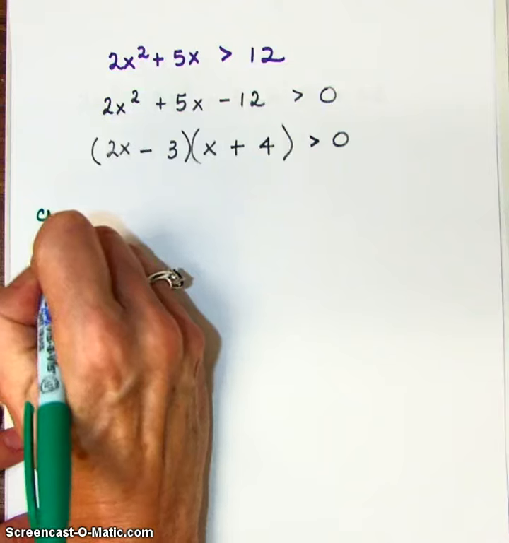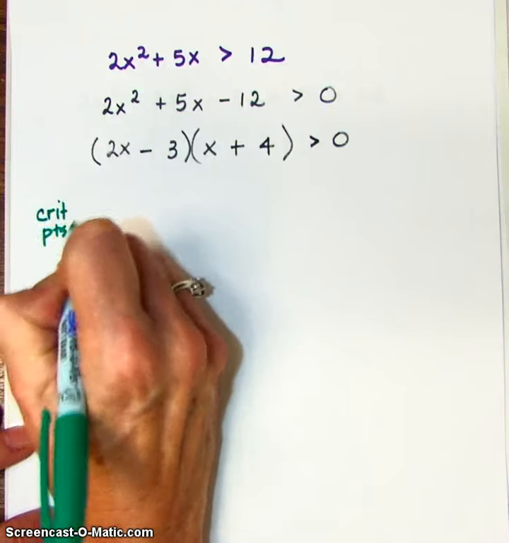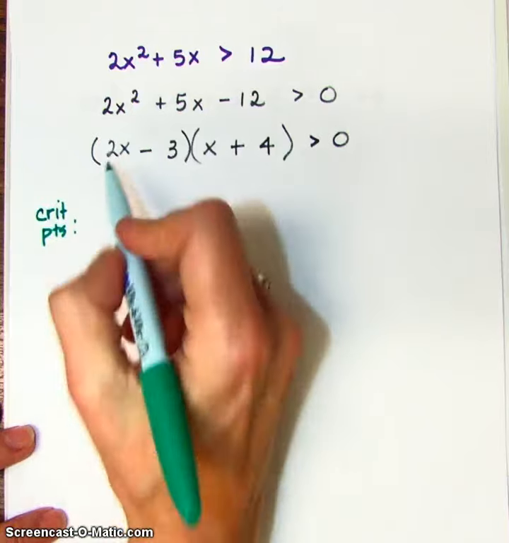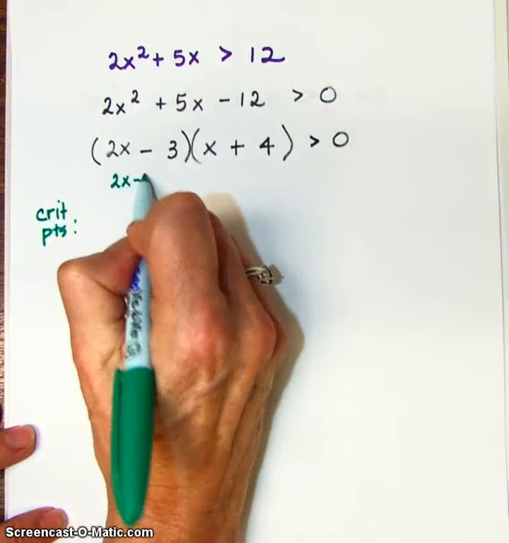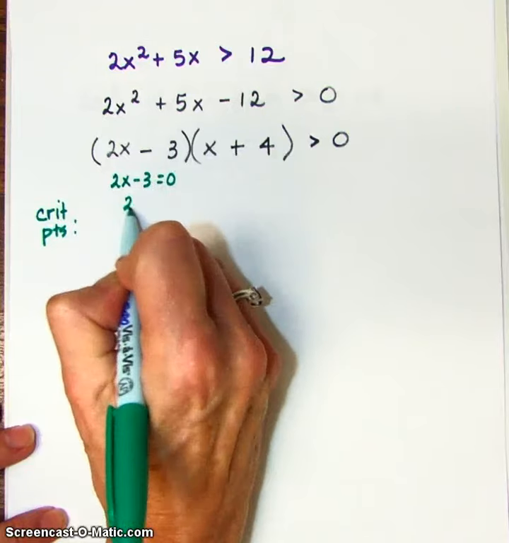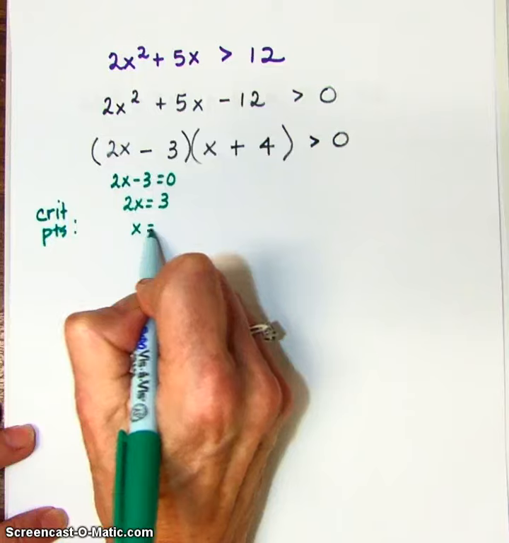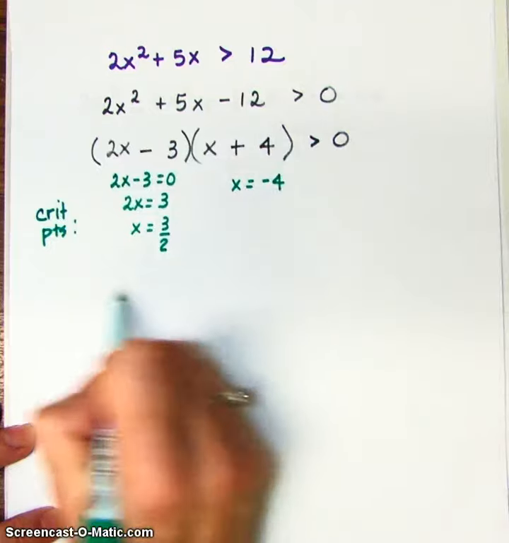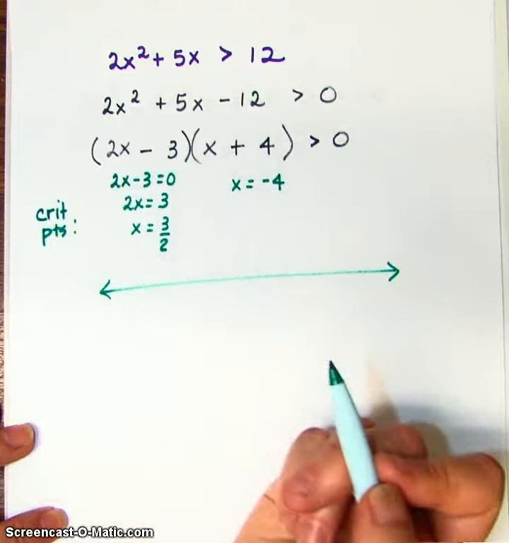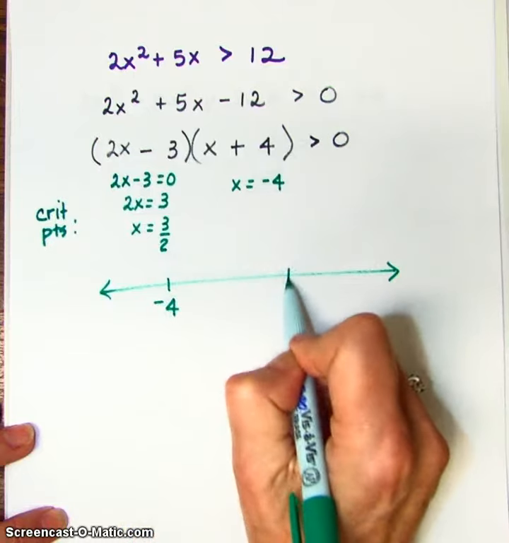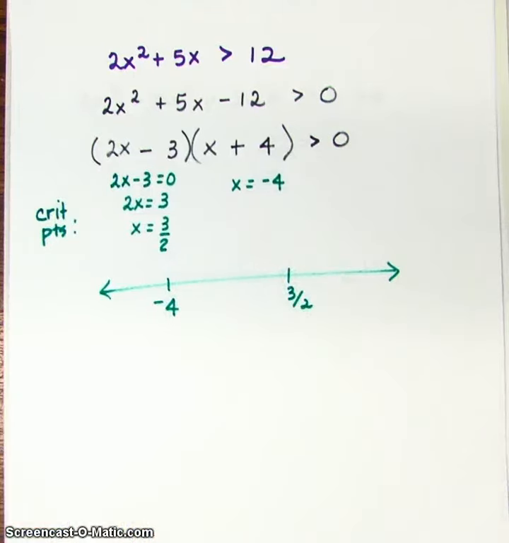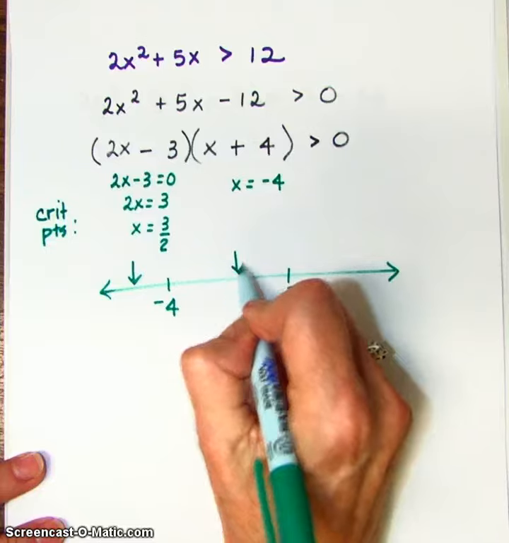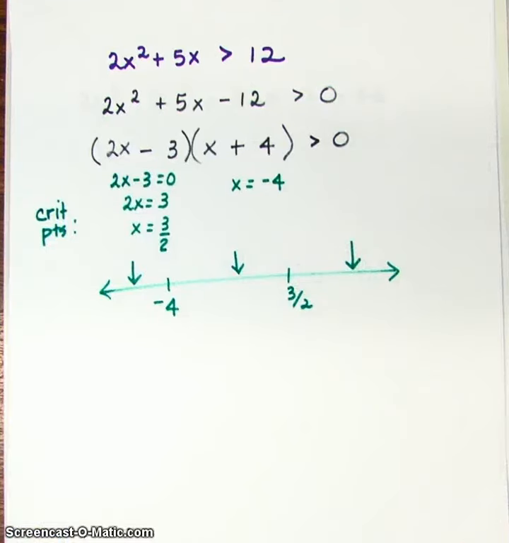Now, let's talk about critical points. The critical points on this graph would be the places where it would be equal to 0. So if we solve this, 2x minus 3 is equal to 0, 2x is equal to 3, and x is equal to 3 halves. 3 halves is a critical point, and x is equal to negative 4. Now again, let's just imagine these on a number line. Here's negative 4, and here's 3 halves. What we know is that something happens on this graph in one of 3 spots, either here, or here, or here. When a graph has 2 critical points, we'll have 3 areas to look at.